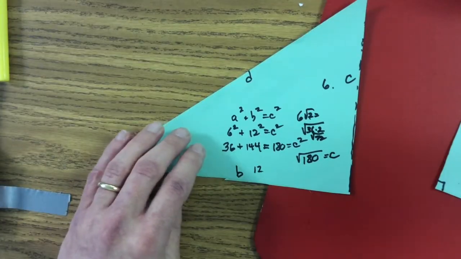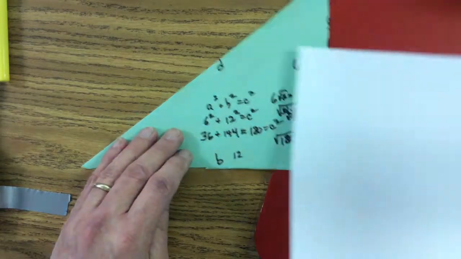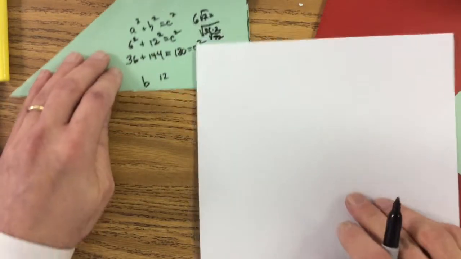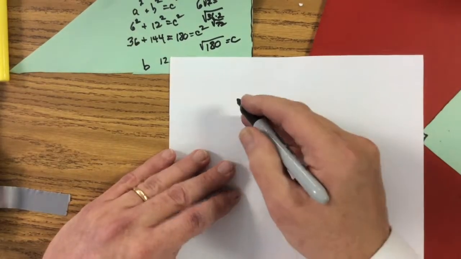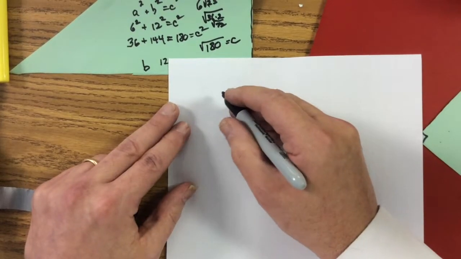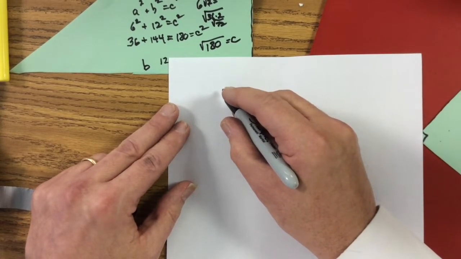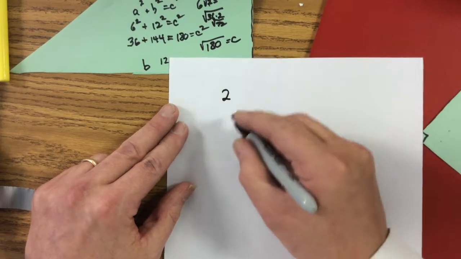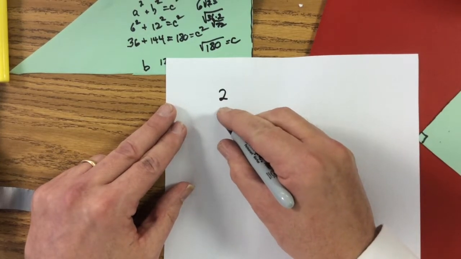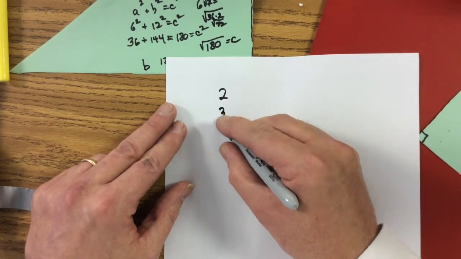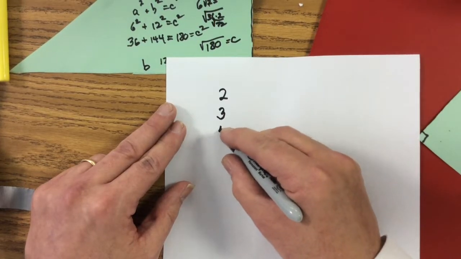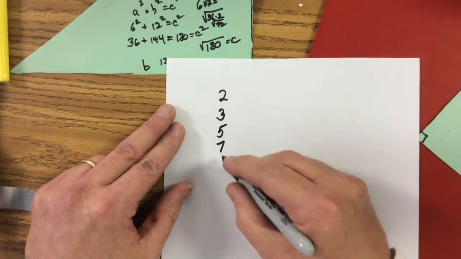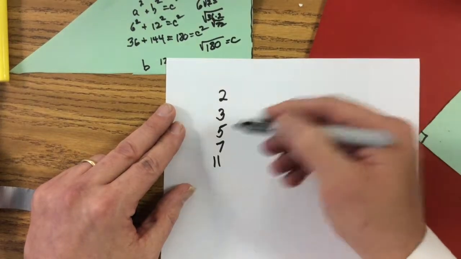Let me just go through this with you and talk about a really simple and easy way to do this. Do you guys know what the prime numbers are? What's the smallest prime number? 2. And then 3. And then? Okay. And then 11. It's more than we're going to need.